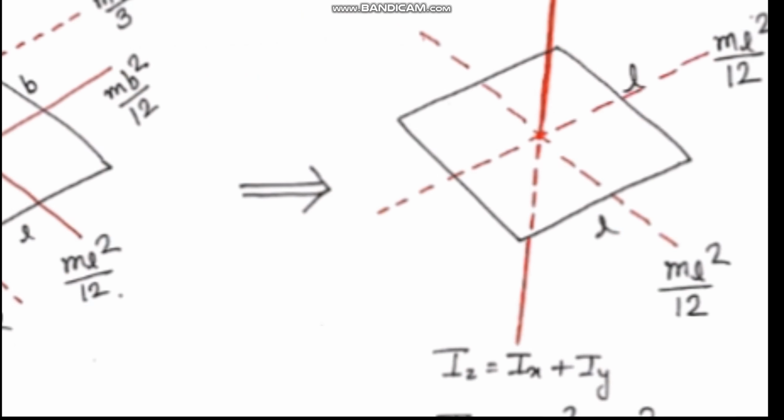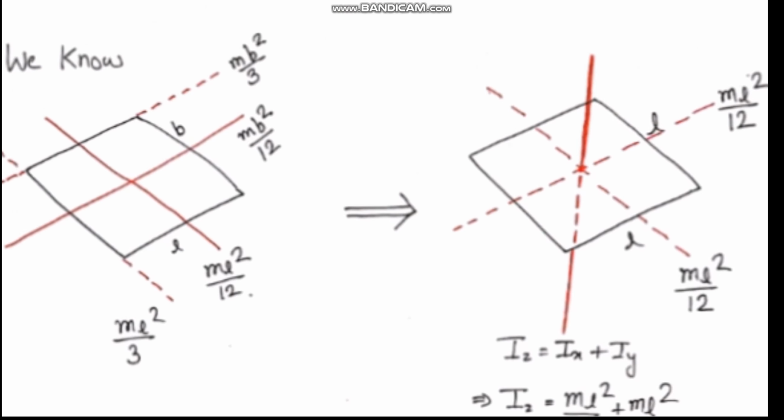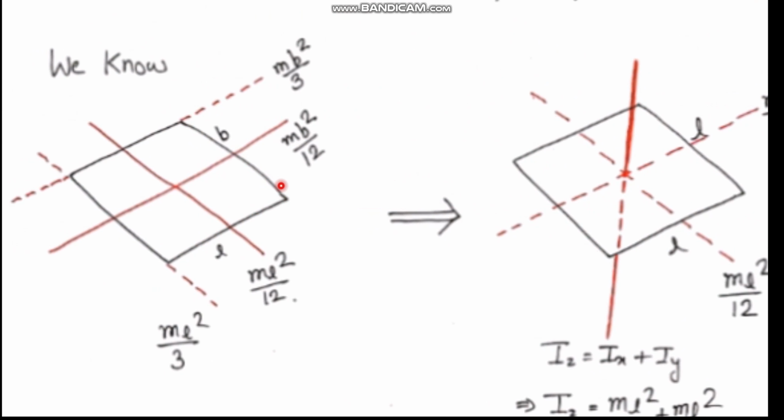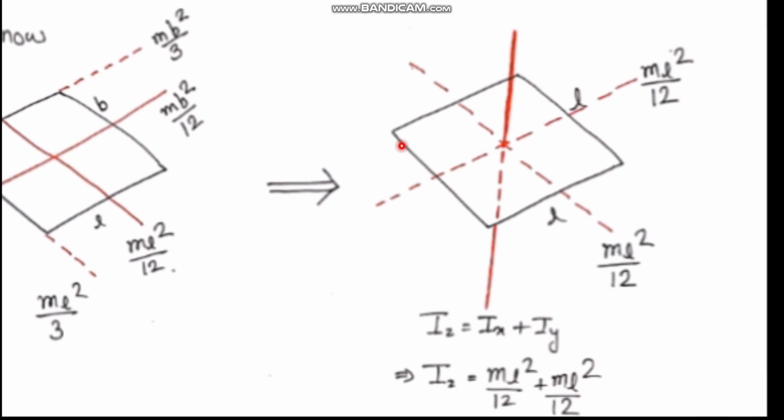Now, if I talk about a square plate, then in case of a square plate, this L and B become equal, and I write both of them as L. Now the moment of inertia about this axis is mL square by 12, as already seen. The moment of inertia about this axis is also mL square by 12.